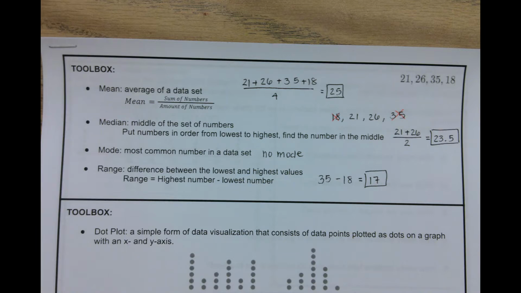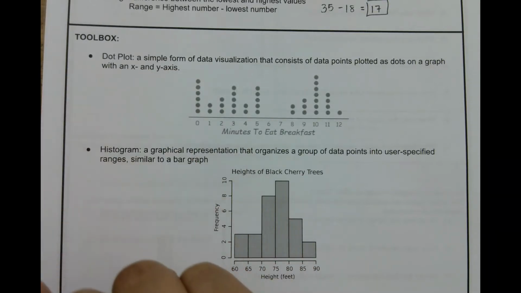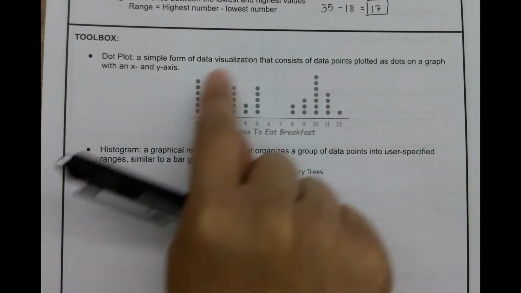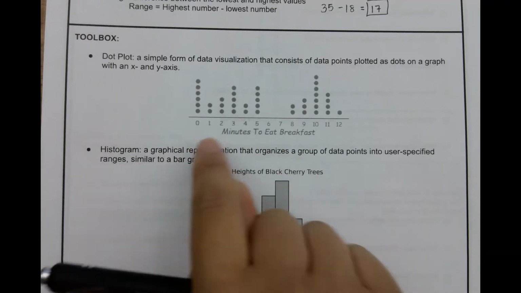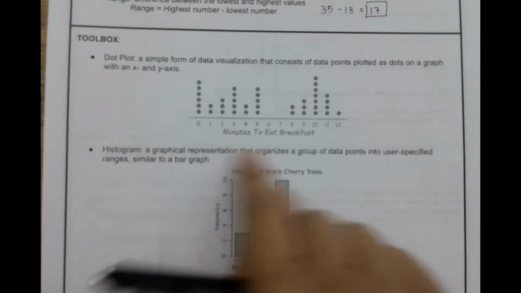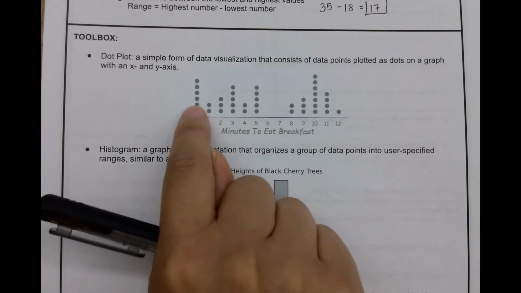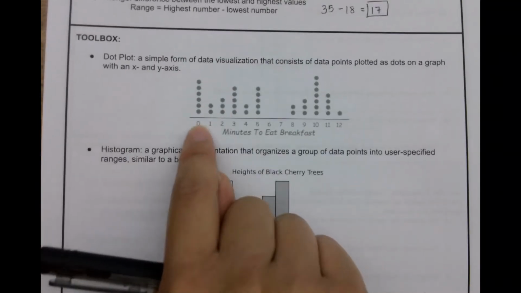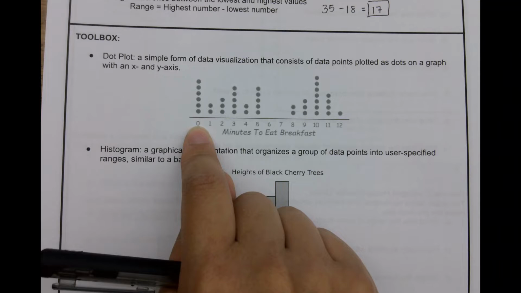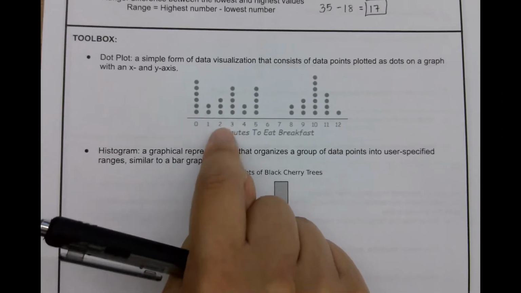Mean, median, mode, and range using different types of representations rather than just a list of numbers. Okay. So the first one we're going to look at is dot plots, and it's a way to show data plotted as dots on a graph, and then they represent something, right? So this is people, how long they take to eat breakfast, right? So like 1, 2, 3, 4, 5, 6 people take 0 minutes to eat breakfast, so that probably means they don't eat breakfast at all, right? So 2 people take 1 minute, 3 people take 2 minutes, etc., etc.